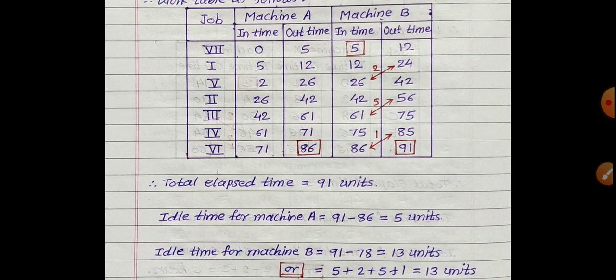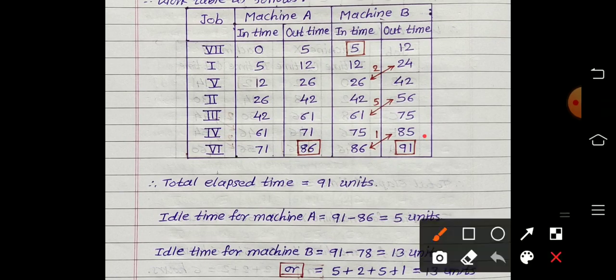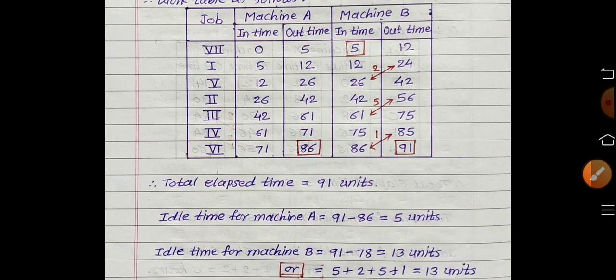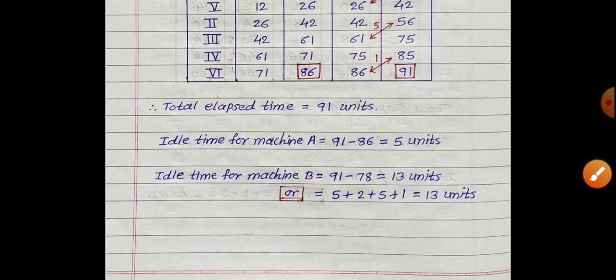Idle time for machine A is 91 minus 86. 86 is what? The total time required for machine A. 91 is the total elapsed time. 91 minus 86, so we get 5 units. Time is not given in hours, and a unit is not given either, so use the word unit. 5 units.